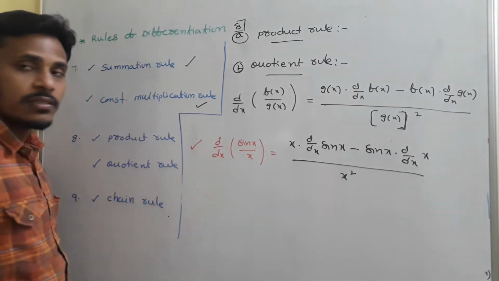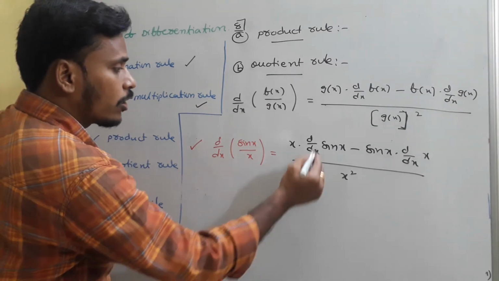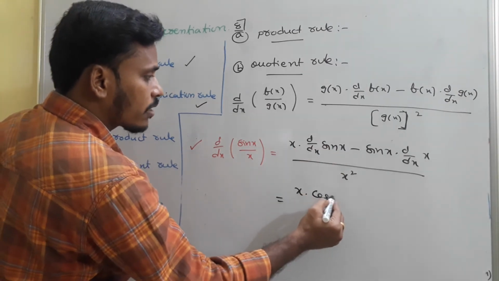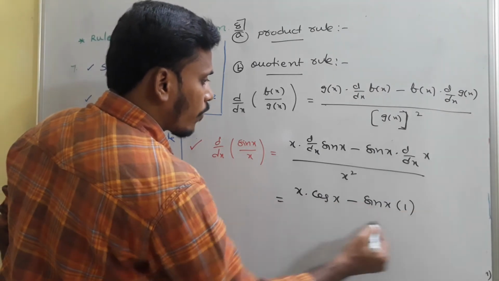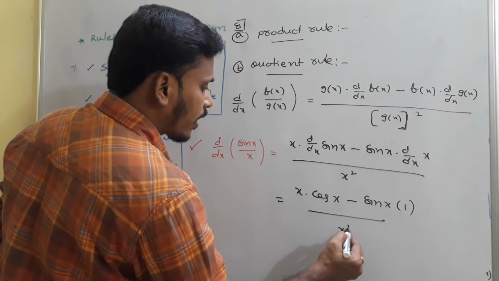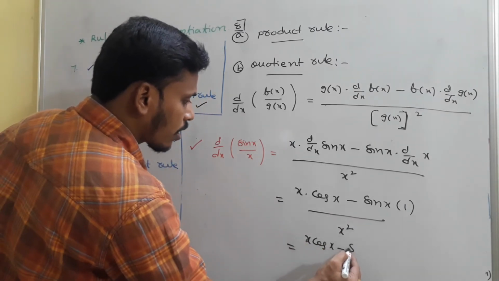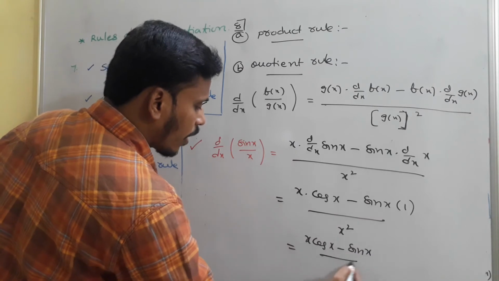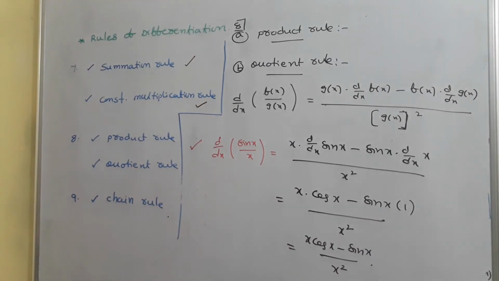So denominator is x and its square. That is equal to x into d by dx of sin x, which is cos x, minus sin x into d by dx of x, which is 1, divided by x square. At the end your answer is x cos x minus sin x divided by x square. Okay, just have a look.